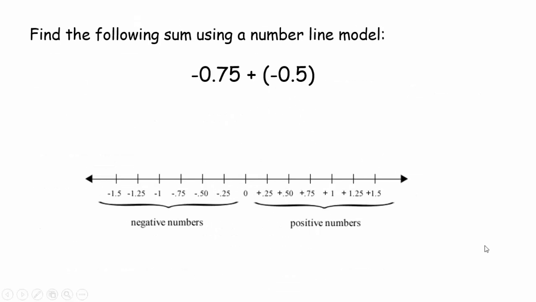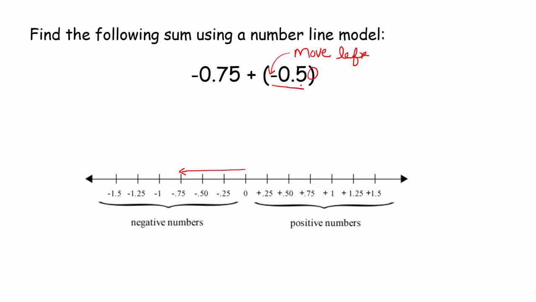Let's take a look at the first example using a number line model. So if we have negative 0.75 to start, I'd go from 0 and move over to negative 0.75. If I'm adding a negative on the number line, you know you want to move left. How much further left am I going to move? I'm going to move another 0.5 left. What's in between each of these spaces? Well, that's 0.25, another 0.25, another 0.25, another 0.25, another 0.25. So if I'm moving left 0.5, that's moving left 0.25 and another 0.25.